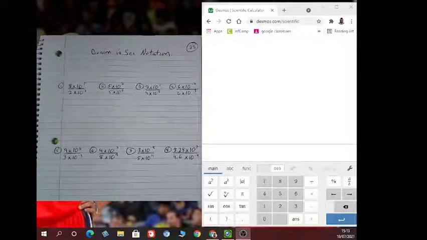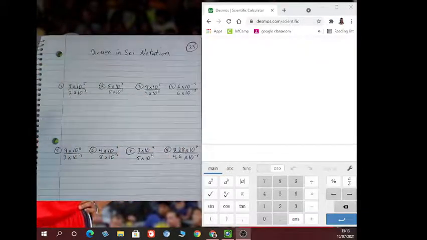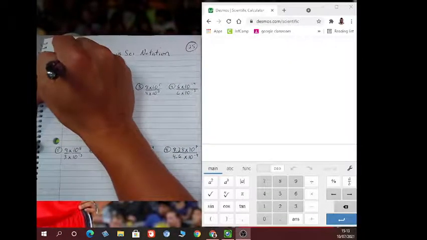Okay, so these are notes for division in scientific notation. At the top, you're going to need to copy this on your page. If you could do the same spacing as I did on my page, you can pause it right now to go ahead and copy the problems if you want to do it like that. Alright, so I'm going to go ahead and write some steps up here.